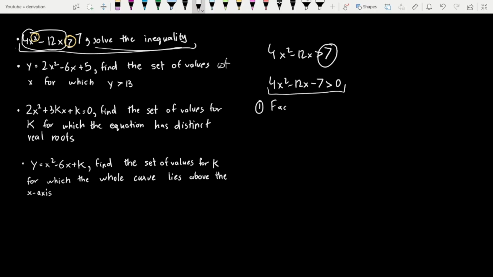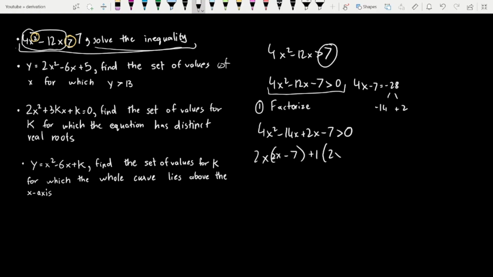The first thing we're going to do is factorize this, and I'm going to use middle term break over here. I hope you guys know how to do that. So 4 times negative 7 is negative 28, and our two numbers are going to be negative 14 and positive 2. We've done this a lot of times, so I'm not going to go over what I'm doing right now. So it's going to be 4x squared minus 14x plus 2x minus 7 is greater than 0. And I can take my commons. It's going to be 2x, and then I can take a plus 1 common over here, so I'll be left with 2x minus 7.